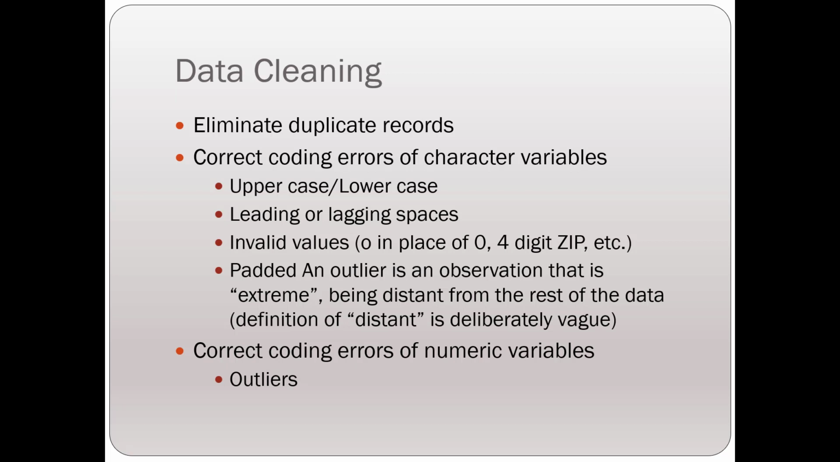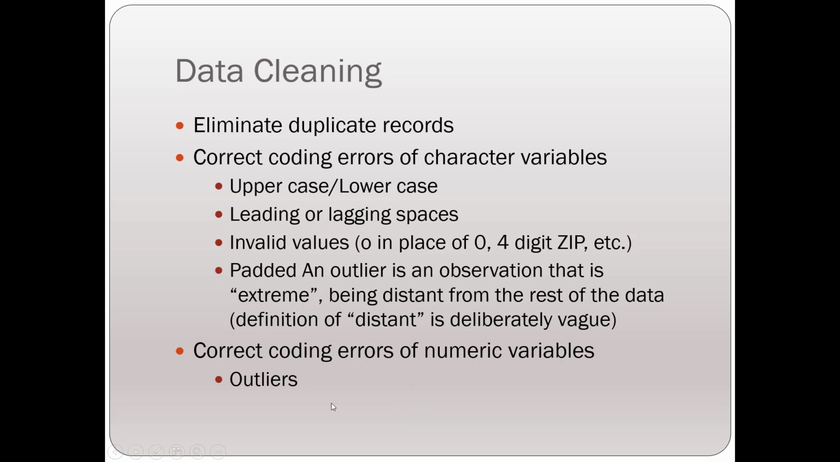Then maybe there are some leading or lagging spaces that are added while typing. So for female F, you may have a space and then an F, and that would be a unique value compared to simply F. Even though these two are supposed to be the same, that extra space either before or after will make it a unique value, and that's an error. So that needs to be corrected. And the same with zip codes and social security numbers. There may be some problems like these.